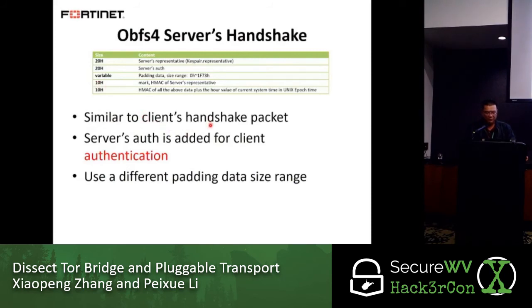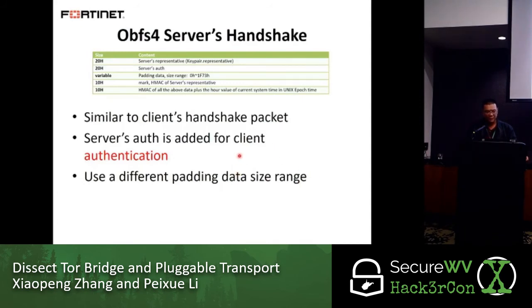OBFS4 server uses the two calculation results from the previous slide, which are generated from the two pairs of keys, the server's private key and the client's public key, as well as the server's ID private key and the client's public key, to generate the common key seed and the authentication data.